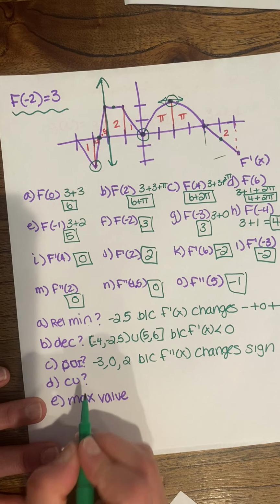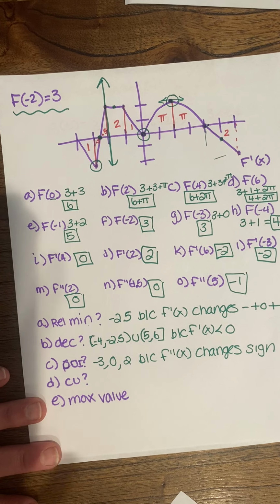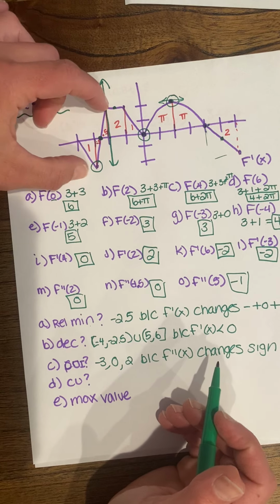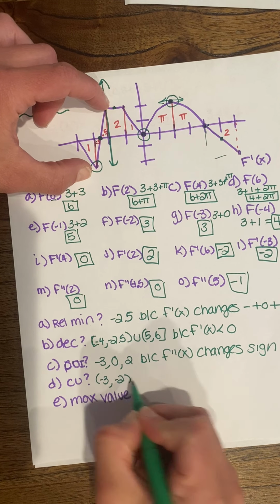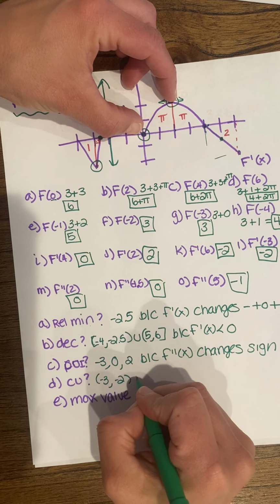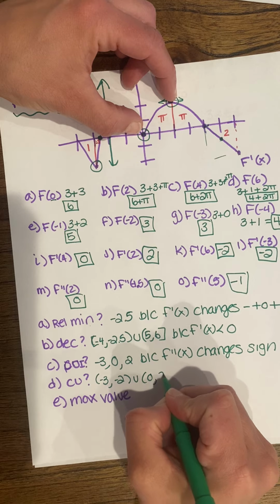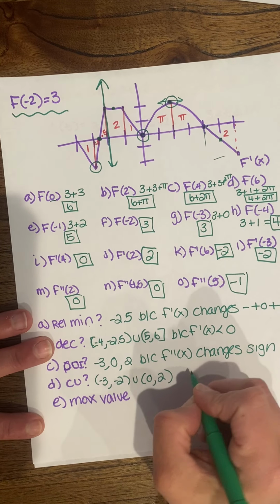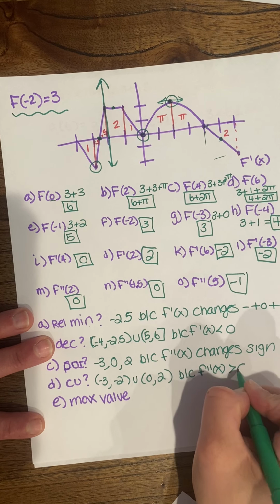Okay, concave up always means where the second derivative is positive. So again, second derivative means slope. So I need sloping up. So the first place we slope up is right here, which is from -3 to -2. Then we slope up again from 0 to 2. And it looks like that's the only other time we slope up. Yep, we're done. And this again is because the second derivative is positive.